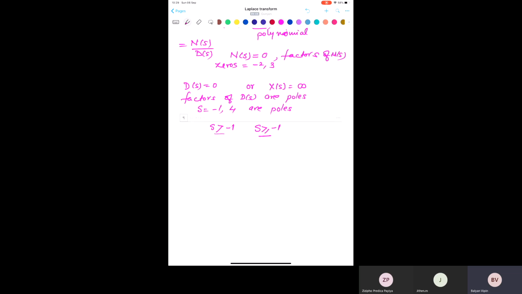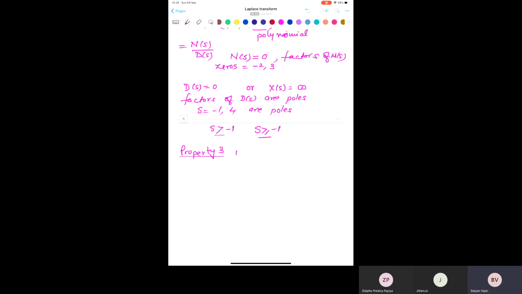Now, the third property: if x of t is of finite duration and is absolutely integrable, then the ROC is the entire S plane.